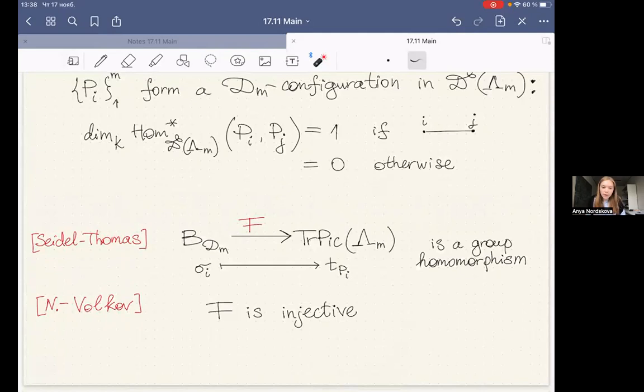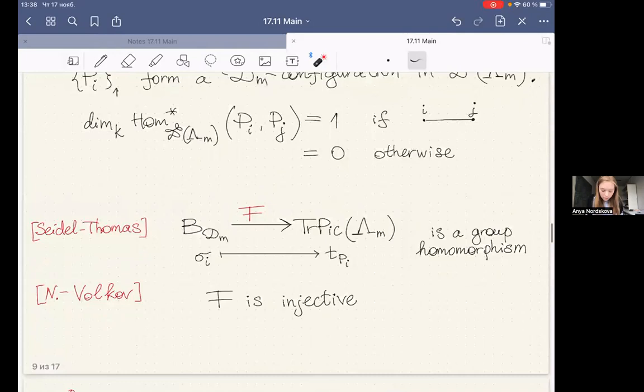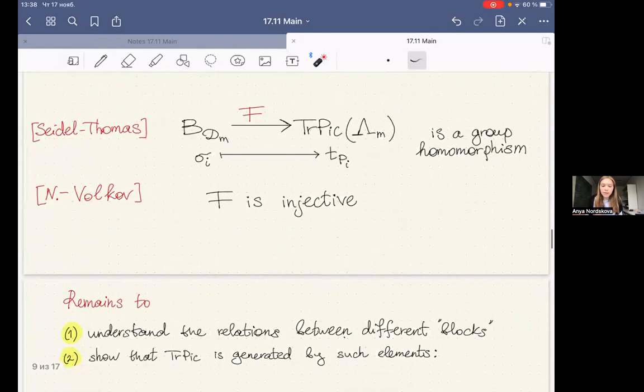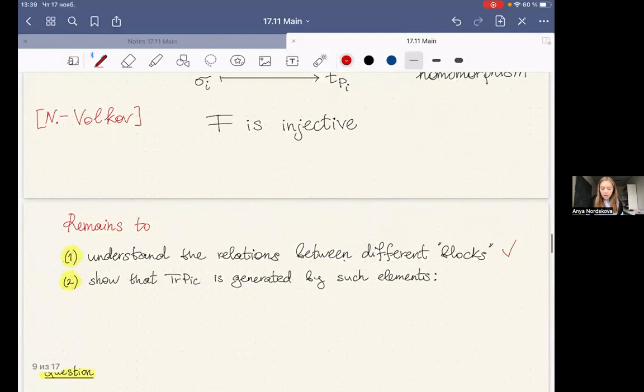Okay, so now we understood these three blocks inside the derived Picard group separately. And what remains to do now is, first of all, understand what the relations are between elements of different blocks. This is not obvious, but it's a straightforward computation, I would say. So this is not so difficult. And the difficult thing is to show that this derived Picard group is, in fact, generated by the elements that I listed.